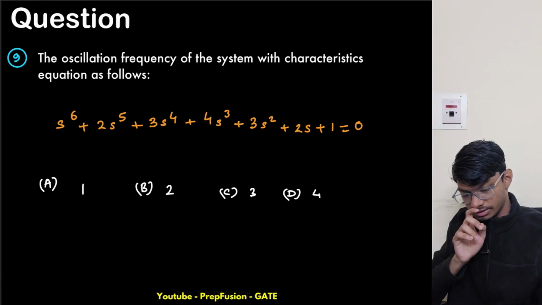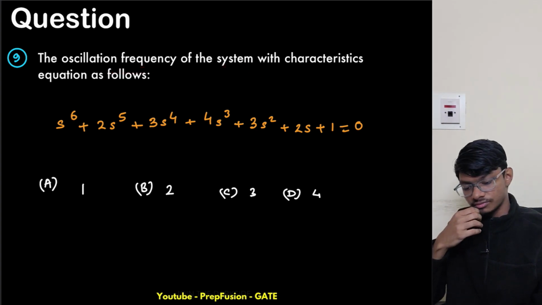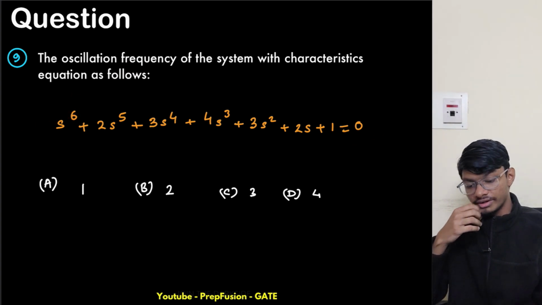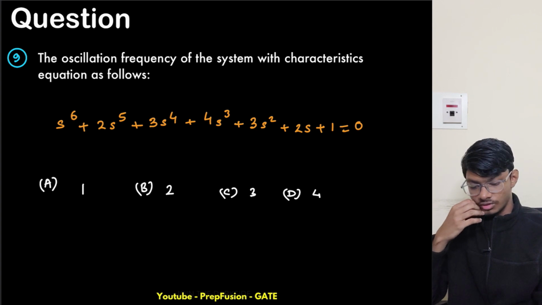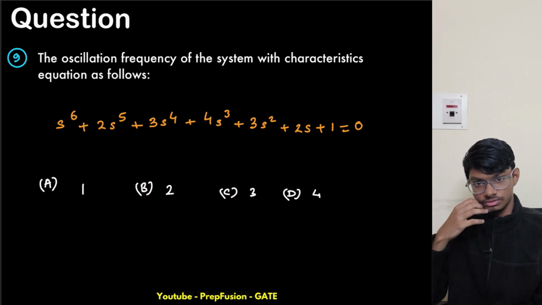Now let's go for another question. We have the oscillation frequency of the system with characteristic equation as follows. We have to find the oscillation frequency of this one. We have been given the different frequencies as options. So this system is marginally stable.